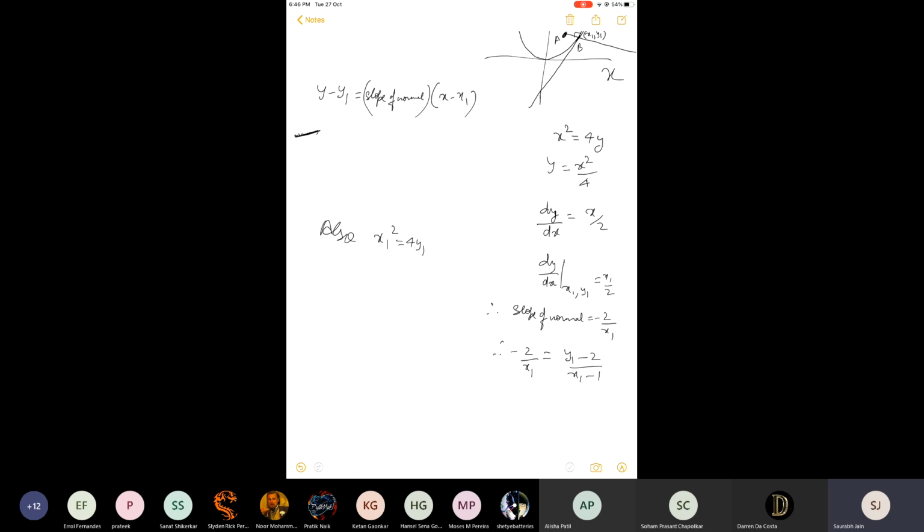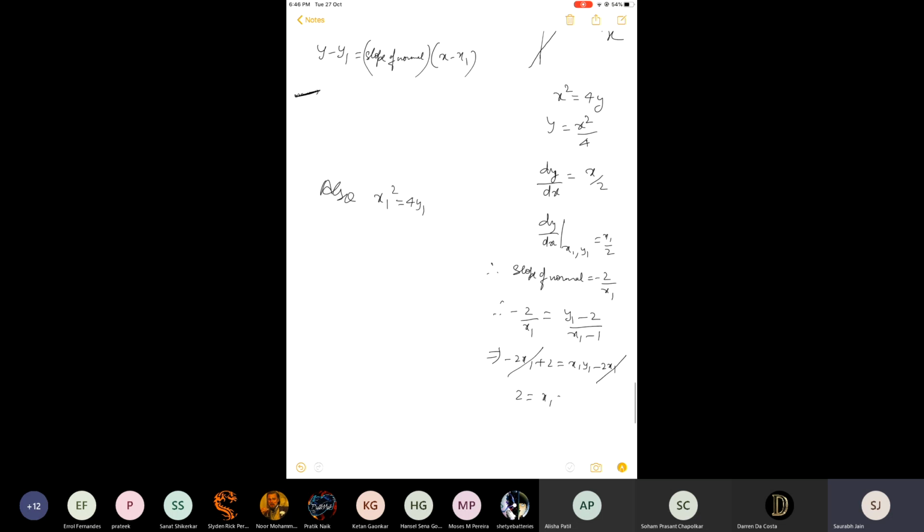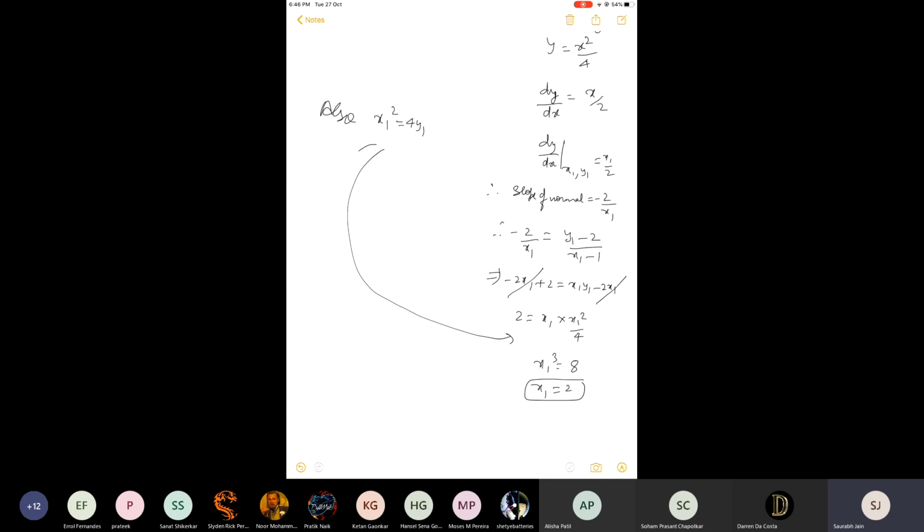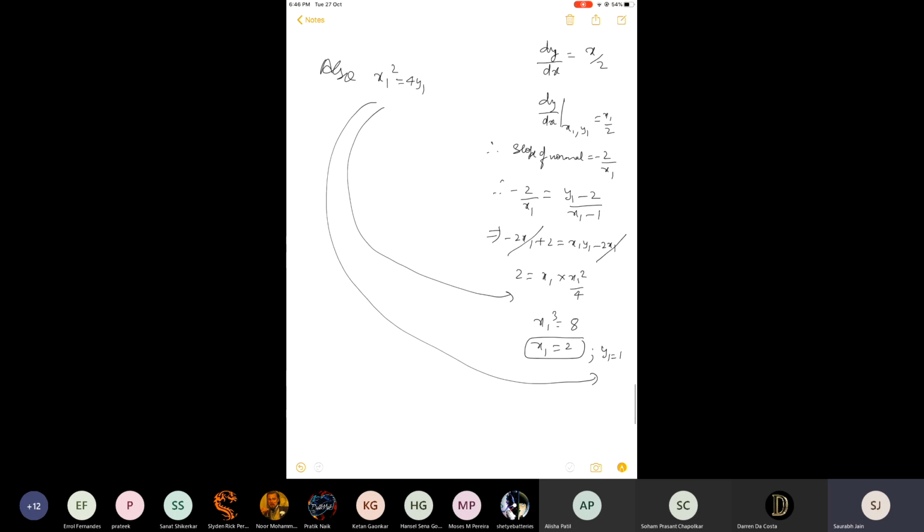Now, will we be able to solve this? Yes. What will we do? First, let us cross multiply here. Minus 2x1 plus 2 equals x1 y1 minus 2x1. This gets cancelled. So 2 equals x1 y1. You put the value of y1 here, x1 square upon 4. So that will give you x1 cube equals 8. Cubic equation, 3 roots, 2 will be non-real. You can check later. Only one real root, 2, will be coming. And if x1 is 2, you can once again put it here so that you get y1 as 1. So in fact, the point of contact is 2 comma 1 and not 1 comma 2.